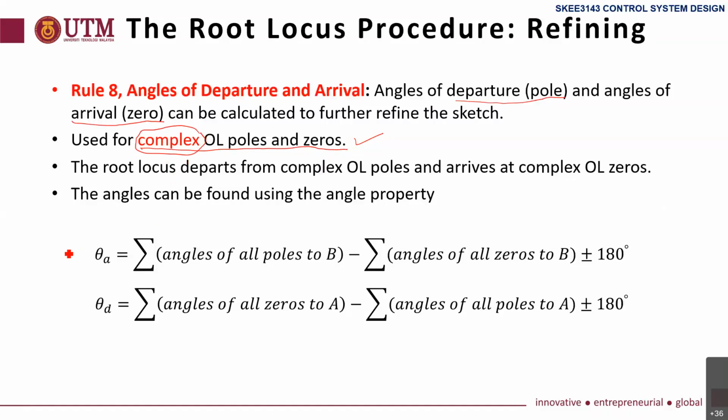These are the formulas to calculate the angle of arrival. Theta A here I refer to arrival, and theta D is the angle of departure. I will elaborate the formula in the next slide on how to calculate angle of departure and also arrival.